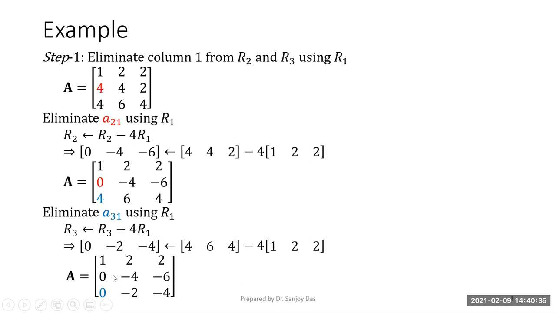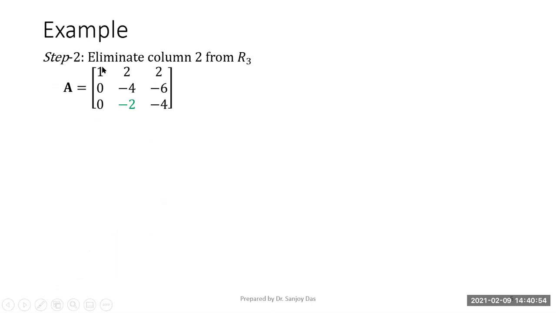And in the new A, if you look at the first column, the lower triangular elements are zeros. Only in the first column. Okay? And in step 1, I use the first row. In step 2, I'll use the second row now. So I must make this guy 0. This negative 2 now should be 0. Eliminate column 2 from R3. This is R3. And what row should I use? The second row now, because I'm in step 2.